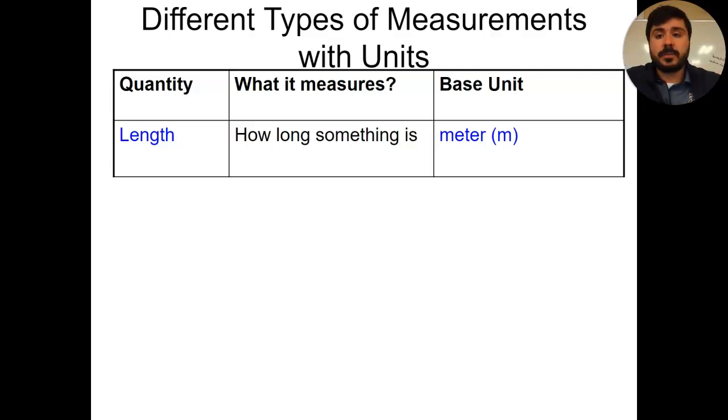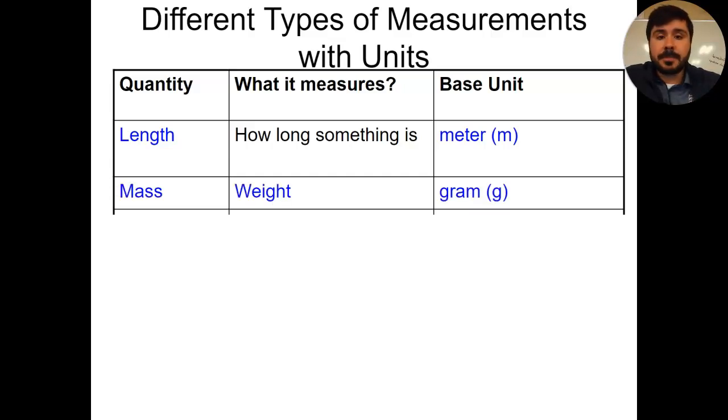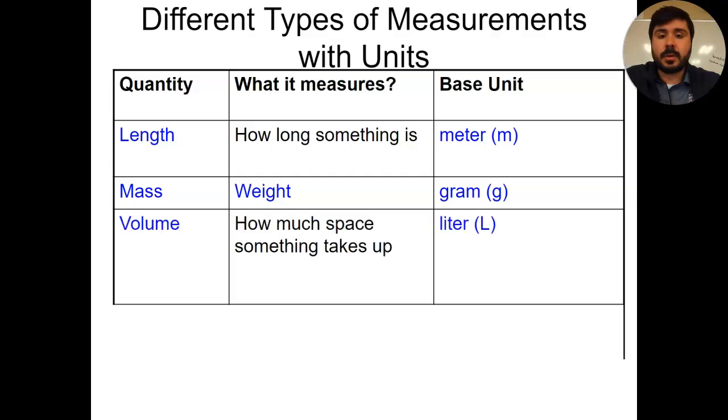And the base unit for length here is going to be meters, which is using a lowercase m for its measurement. Next up, of course, is mass. And what mass measures is weight. You guys had some experience utilizing a piece of equipment in the lab environment to measure mass, which is going to be your triple beam balance. It helps measure weight, and its base unit, which you guys had some experience with, was grams, lowercase g for grams.